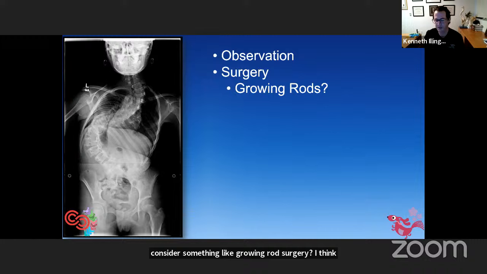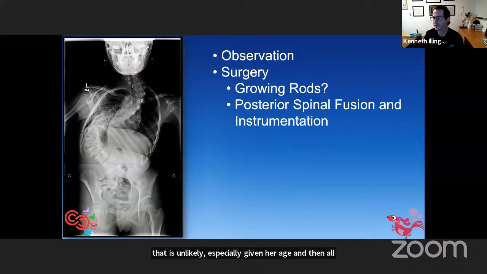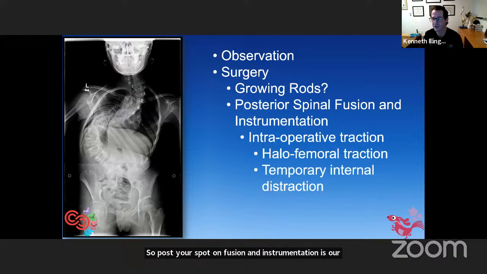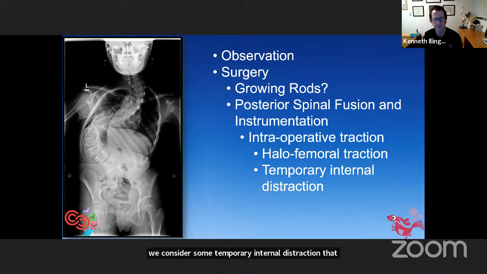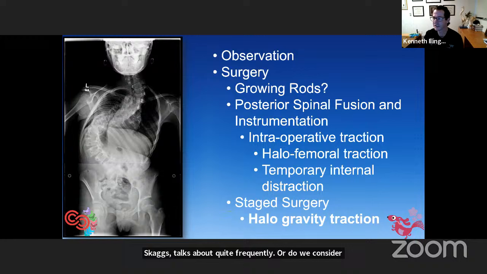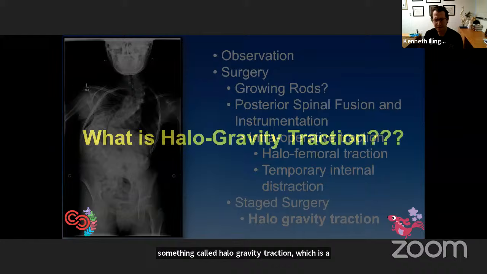And then all of a sudden you start considering surgical options. So posterior spinal fusion and instrumentation is our gold standard for deformity correction in the pediatric population. And in certain kids, do we consider intraoperative traction, which we already talked a little bit about today, but do we consider any type of halofemoral traction? Do we consider some temporary internal distraction that one of my mentors, Dr. Skaggs, talks about quite frequently? Or do we consider something called halo gravity traction, which is a staged surgery approach, which allows us to stretch out the spine? So what is halo gravity traction?